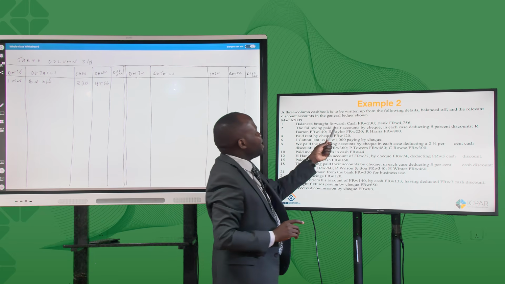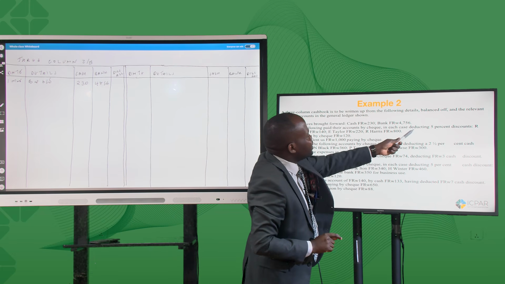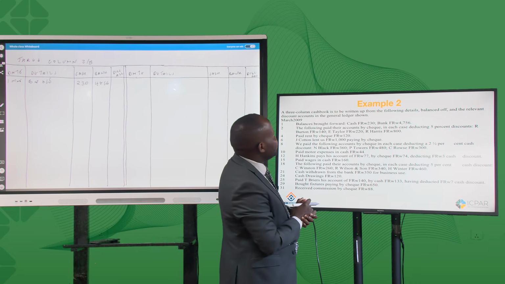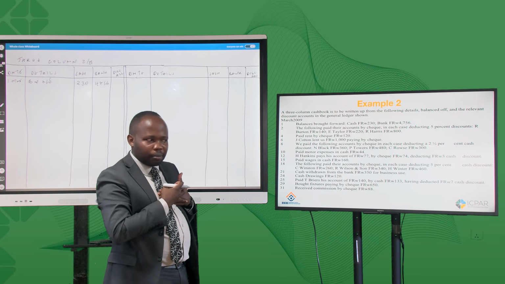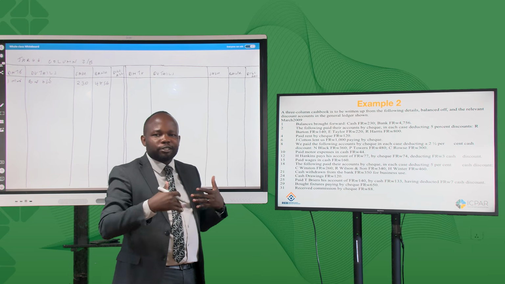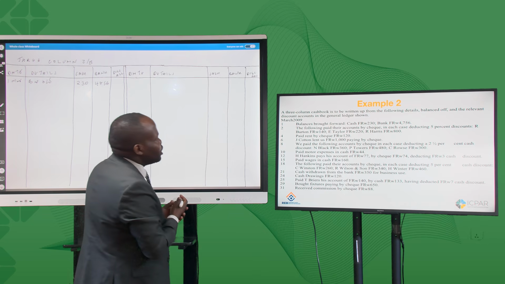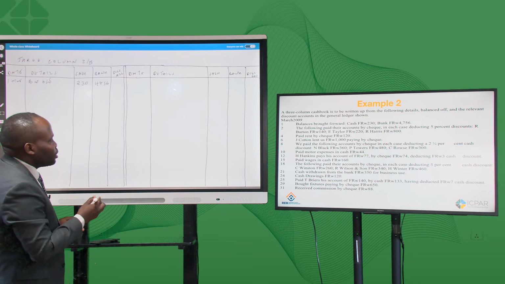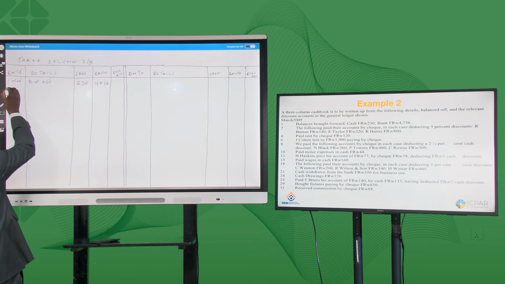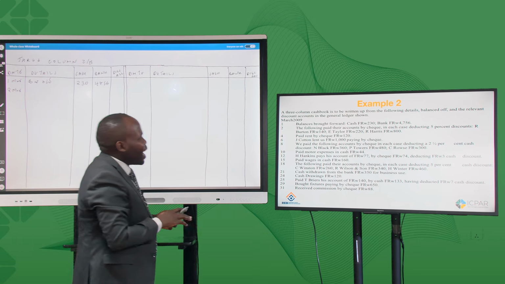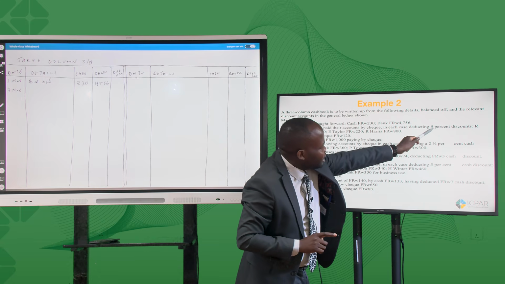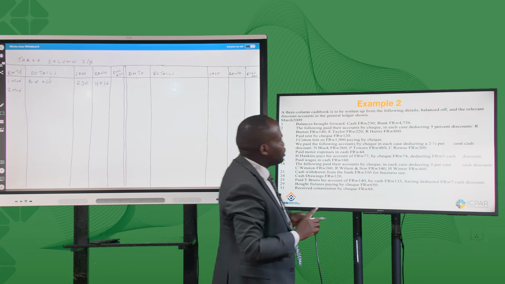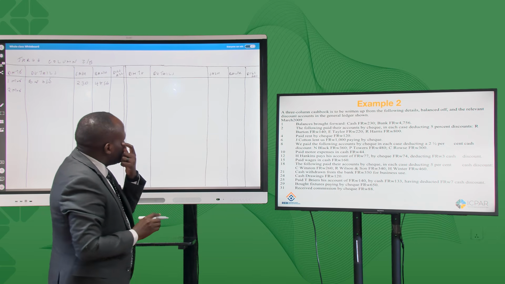We go to the next transaction. The following paid their accounts by check, in each case deducting 5% discount. So paid their accounts, which means we received them. That is on 2nd March. The key point here is that every time we are deducting 5% discount.